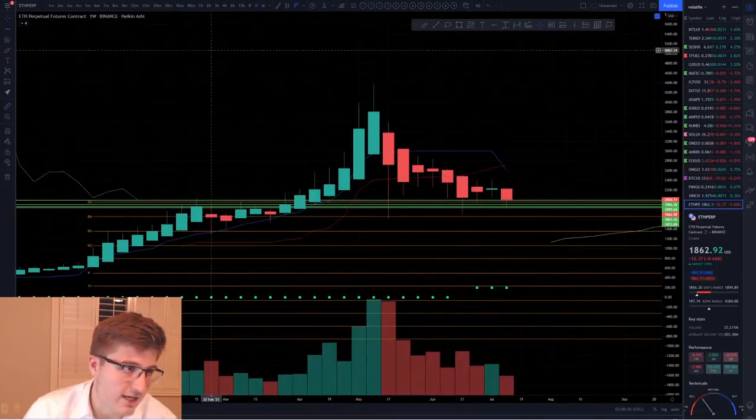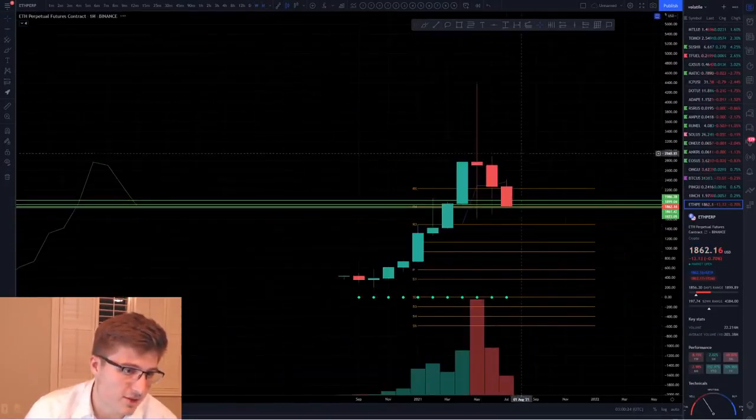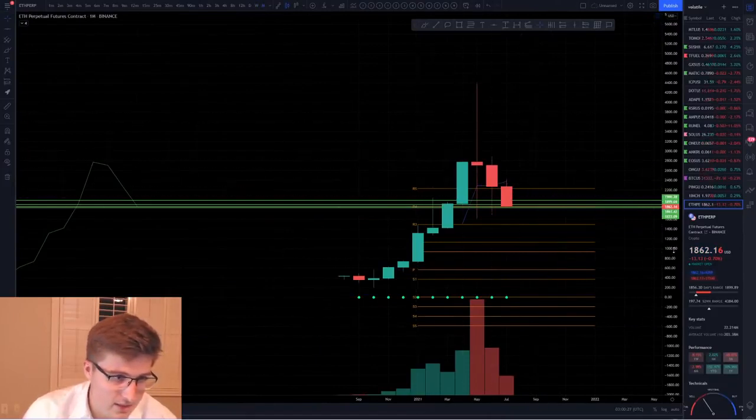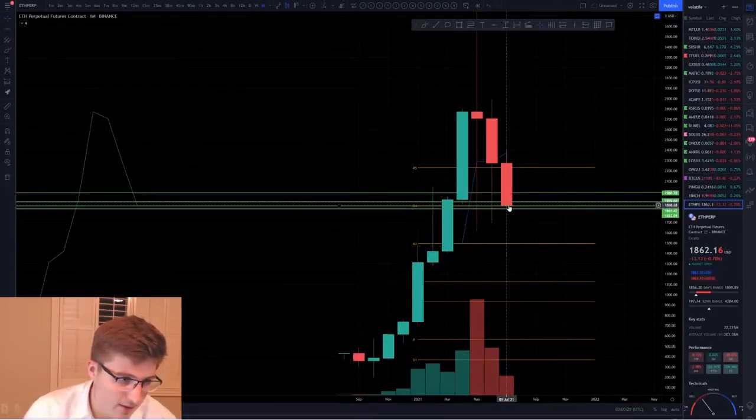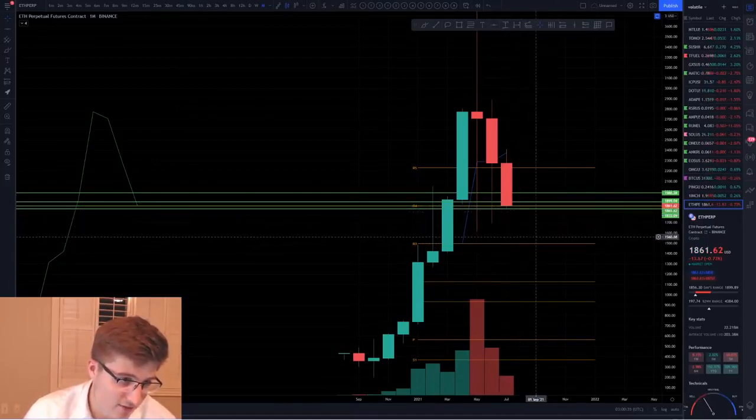Look at the weekly, guys. Look at the weekly on this little chart right here. Not looking too good. Let's look at the monthly. Oh, geez. We are at this resistance 4 level, so not looking too good for Ethereum right now.